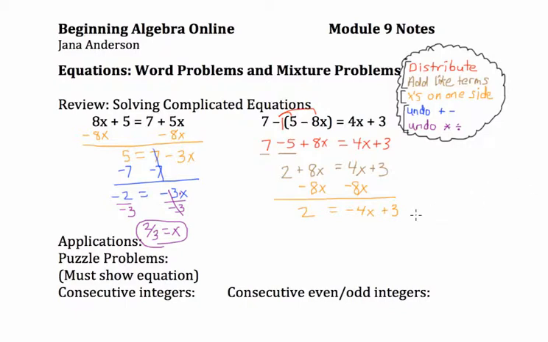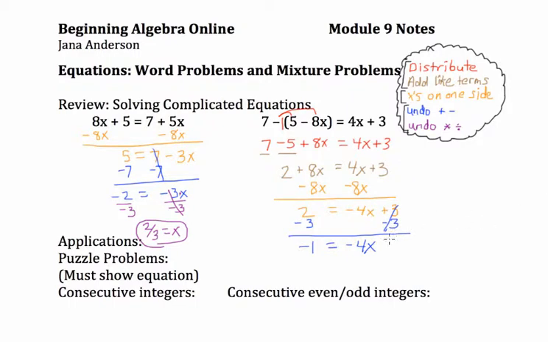Now, undo what's been done to the x. Go to the side with the x on it and undo. Undo adding 3, you subtract 3. Think money. $2 and you lost 3, you're 1 in the hole now. That's gone.